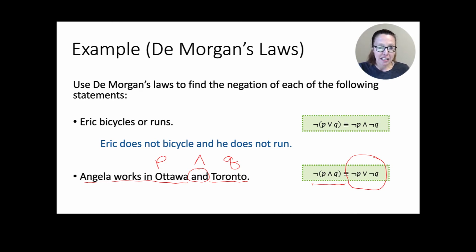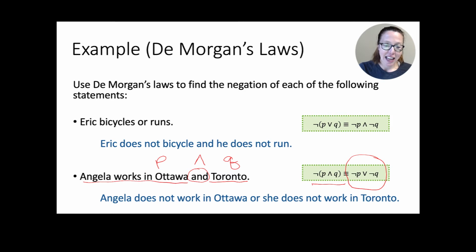Not P is just Angela does not work in Ottawa. Not Q is Angela does not work in Toronto. Combining those with that or, we get the sentence: Angela does not work in Ottawa, that's our not P, or she does not work in Toronto, there's our not Q. And that's an application of De Morgan's laws.